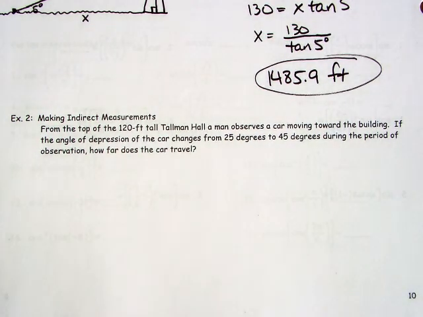So here we have, from the top of the 120-foot tall Talman Hall, a man observed a car moving towards the building. If the angle of depression of the car changes from 25 degrees to 45 degrees during the period of observation, how far does the car travel?